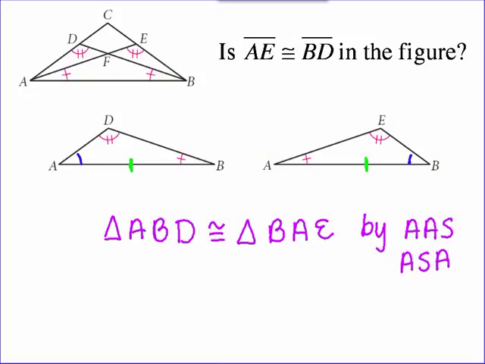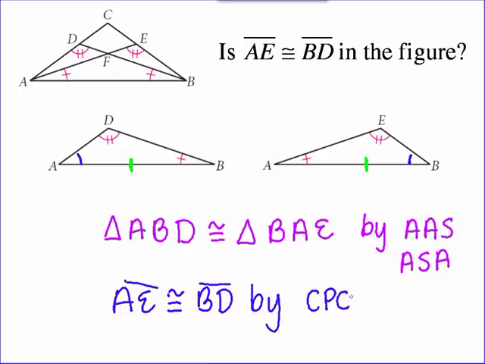And so then do we know that AE is congruent to BD? Absolutely. Yes. Why? Because of the CPCTC. Okay. So if you can prove the triangles are congruent, then the corresponding parts will be congruent.